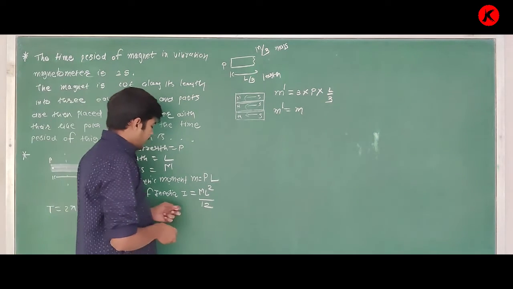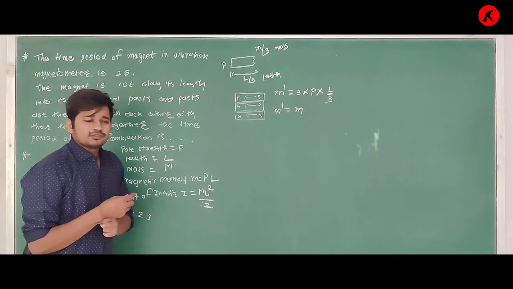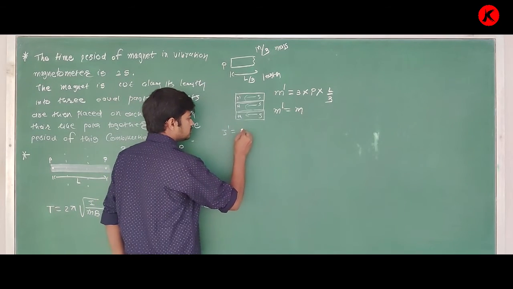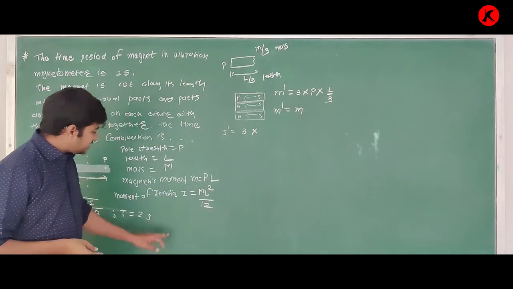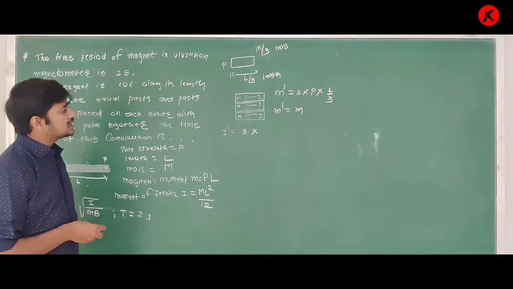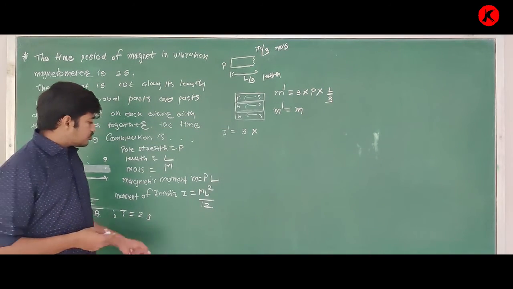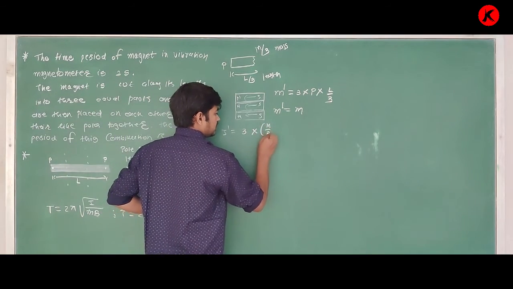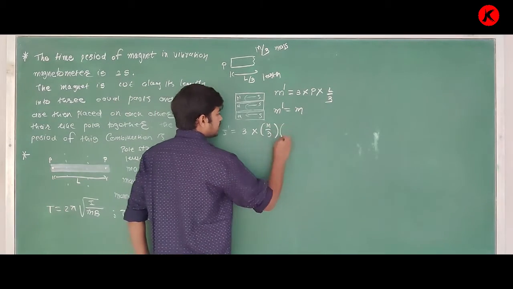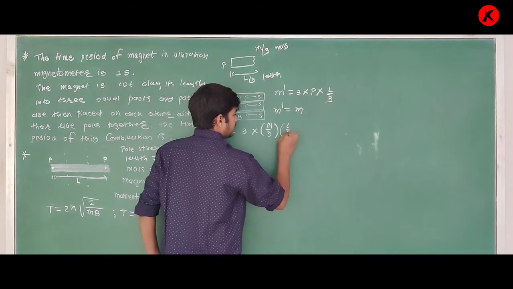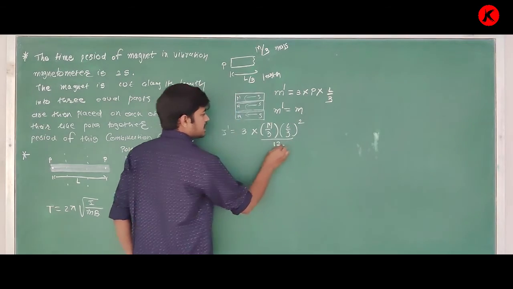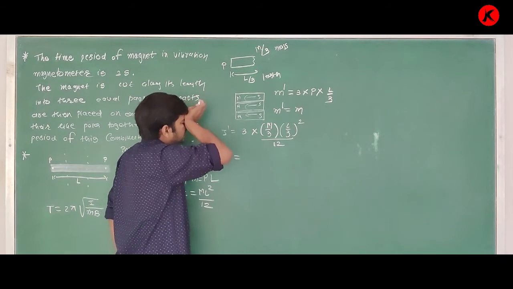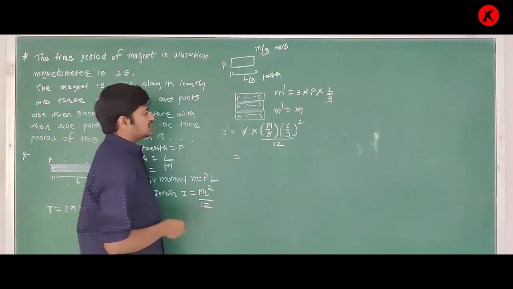Now what is changing? Moment of inertia. Again, moment of inertia I dash is equal to 3 times. Why 3 times? Again the same concept: you have divided the magnet into 3 equal parts. So 3 into the mass of each part, M by 3, into the length of each part, L by 3, whole square, divided by 12. So I can cancel the 3 with the 3.